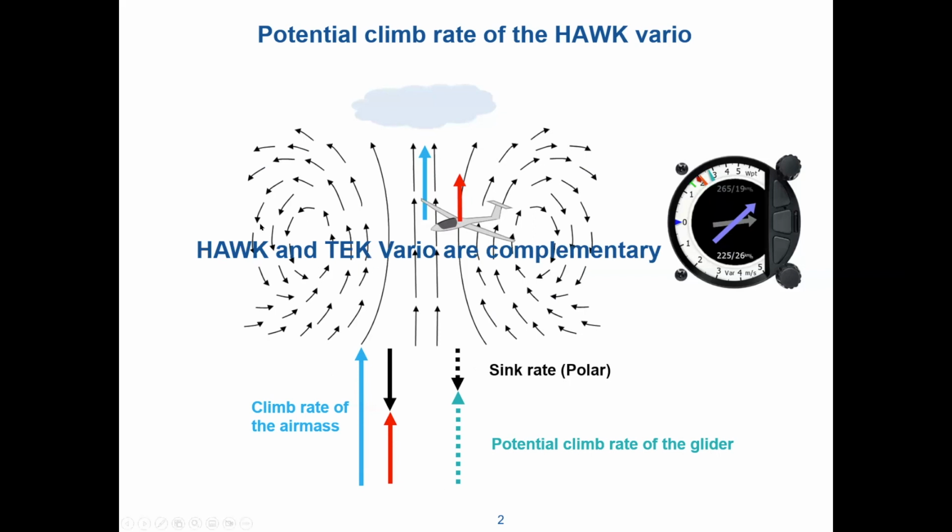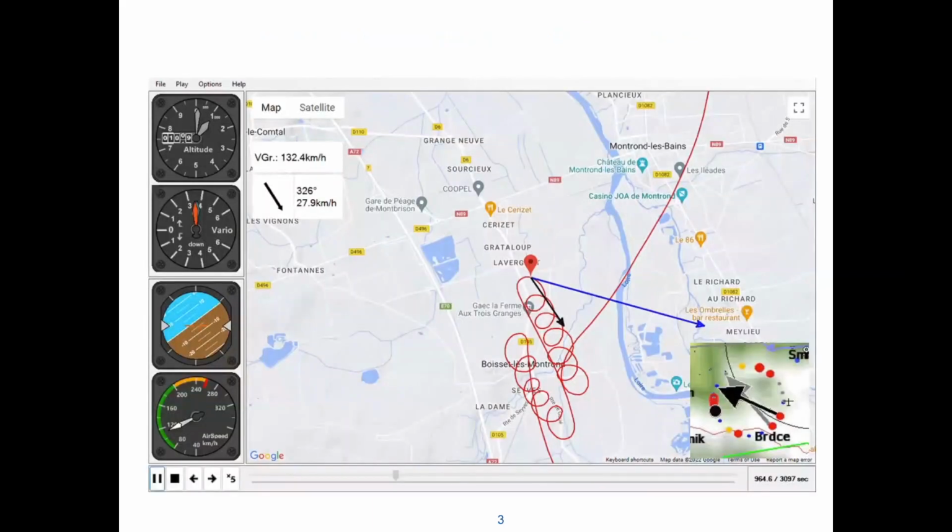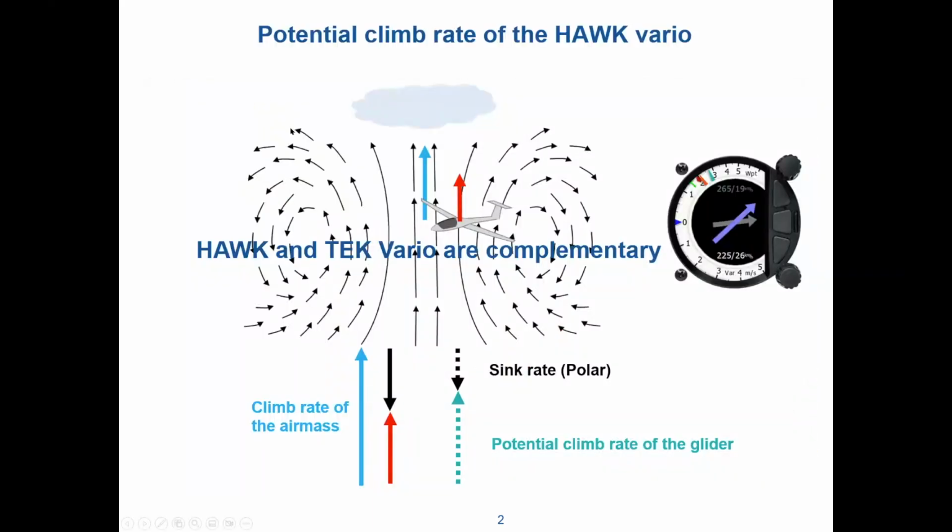But first, the summary. Hawk and tech vario are complementary. Hawk is not a better tech vario and the tech vario is not an instrument to measure the climb rate of the air mass. They're complementary. We'll see later on. Complementary means in circling, we can use both of them in a dual instrument. All right, now let's have a look at the time varying signals.